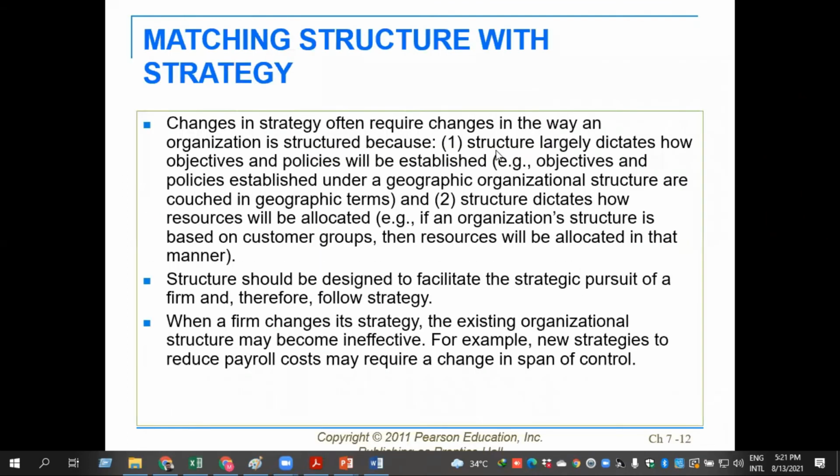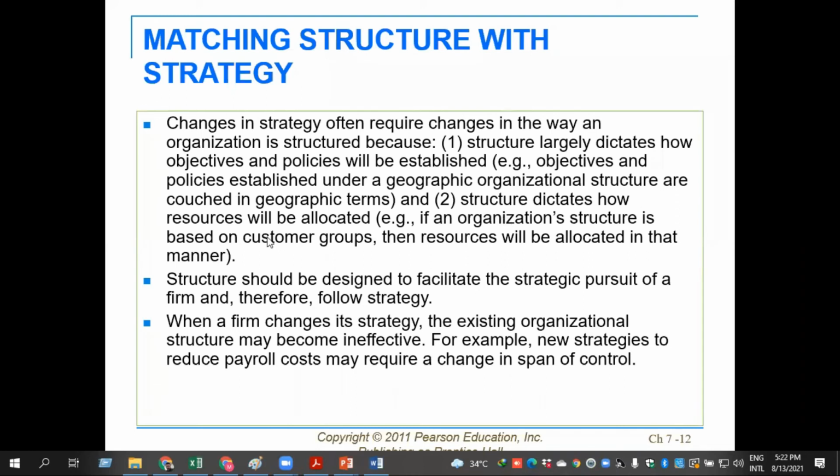So here the structure largely dictates how objectives and policies will be established. Objectives and policies established under the geographic organization structure are couched in geographic terms. So having more retail stores, or an enhanced chain of retail stores, what do you think, how could it be possible? Because it requires some new geographical areas, some new geographical points, some new geographical realizations.